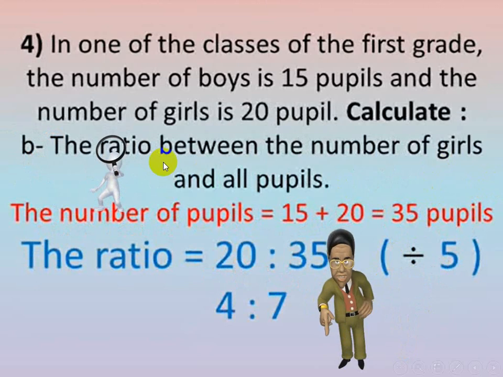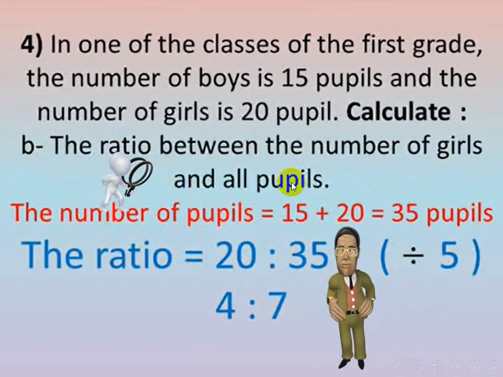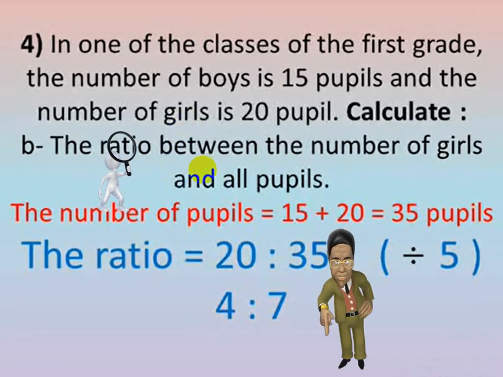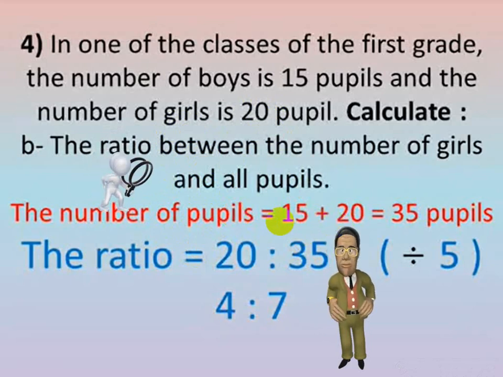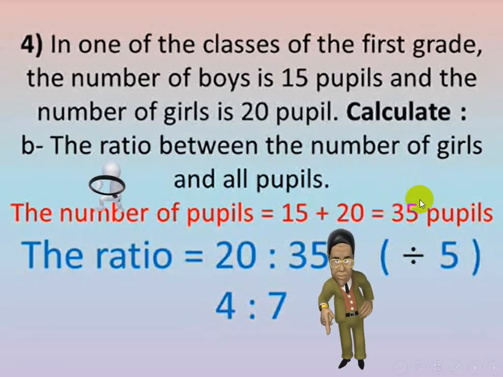Number B, the ratio between the number of girls and all pupils. Number of girls is the first word, so it is the antecedent of the ratio. Number of girls is 20. To, all pupils. All pupils means the sum of the number of boys and the number of girls. So for the number of pupils, you can add this step. 15 plus 20 equals 35. The number of pupils in the class is 35 pupils.